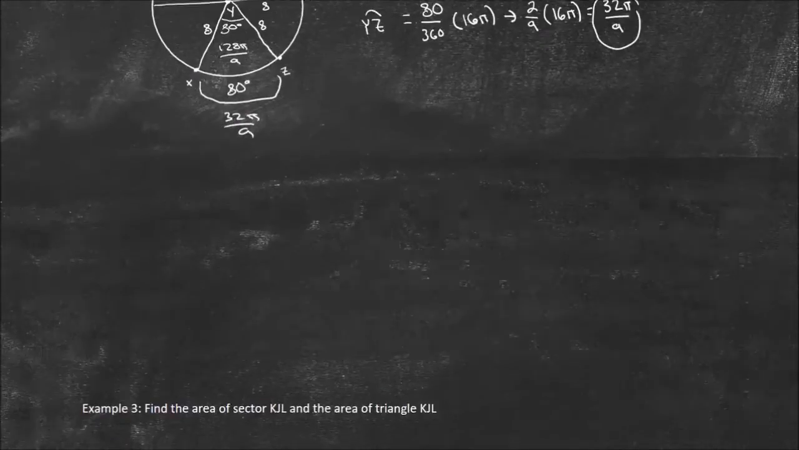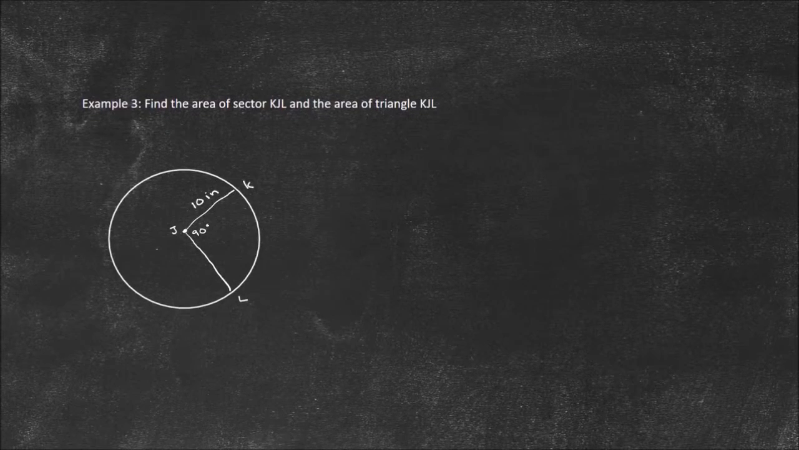All right, so we've got one last one for us to work out here. Find the area of sector KJL and the area of triangle KJL. So this is a little bit different. This is a challenging one. I recommend you pause here, see if you can figure this one out on your own, and then watch what I do and see if it matches up.